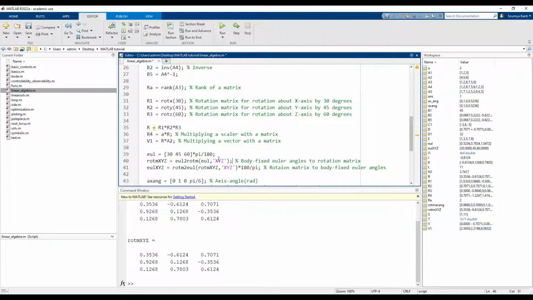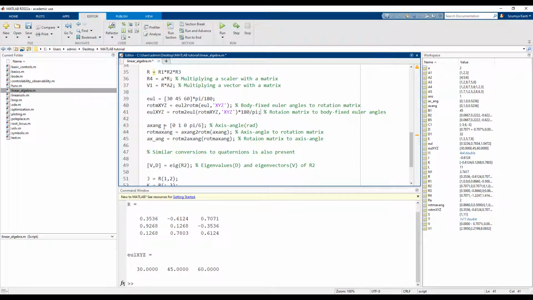And if you want to go back from a rotation matrix to the Euler angle, so like actually I am directly taking this rotation matrix and telling that, okay, I want the XYZ Euler angles. Now I am changing it back to degrees, so you can see, okay, it was 30, then 45, then 60. It works the same way.